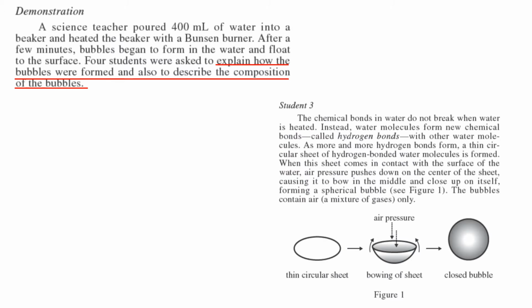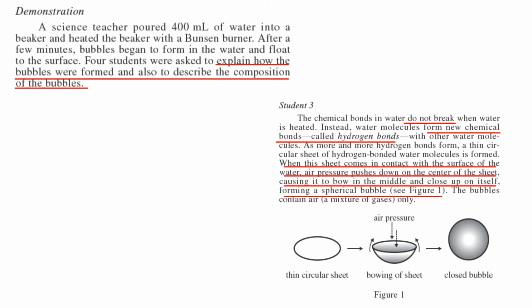Student 3, we have a difference here. It says the chemical bonds do not break. So students 1 and 2 said chemical bonds do break. They say they do form new molecules. So that's something similar. They both said they form new molecules. When the hydrogen bonds creates a thin circular sheet.